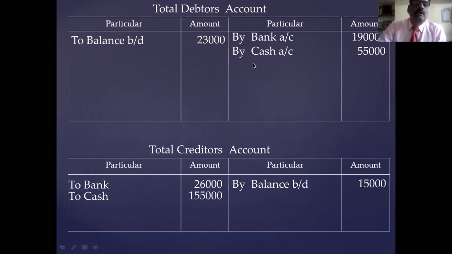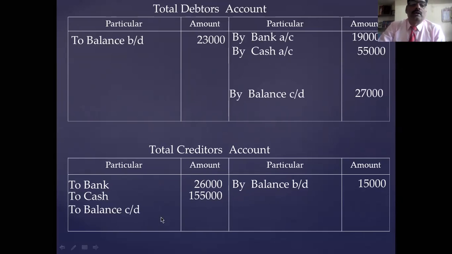Then next are the closing balances. You write the closing balance. Closing balance of debtor is 27,000. Closing balance of creditor is 35,000. Okay, 35,000. And no other information is there regarding the debtors and creditors. Okay. These are the items related with the creditors and debtors. Clear?